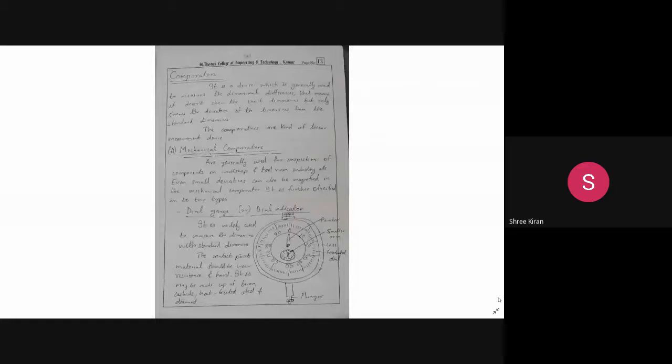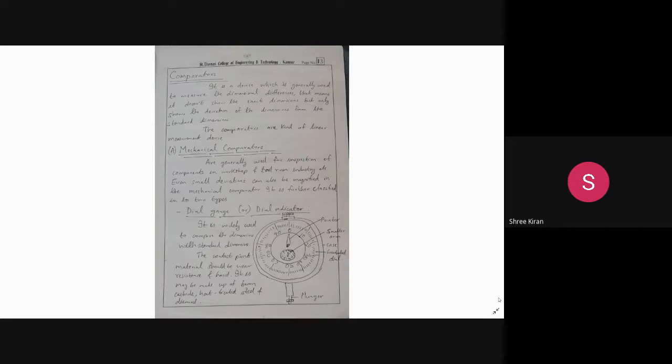Okay, then. Thank you. So today we are going to start with the comparators. I hope my screen is visible for everyone, right? Yes, sir. Okay, fine. So we are discussing the various types of measuring instruments and measuring setups. Today we are going to discuss mainly the comparators, its types, and if possible the surface roughness also. So now we'll start with comparators.